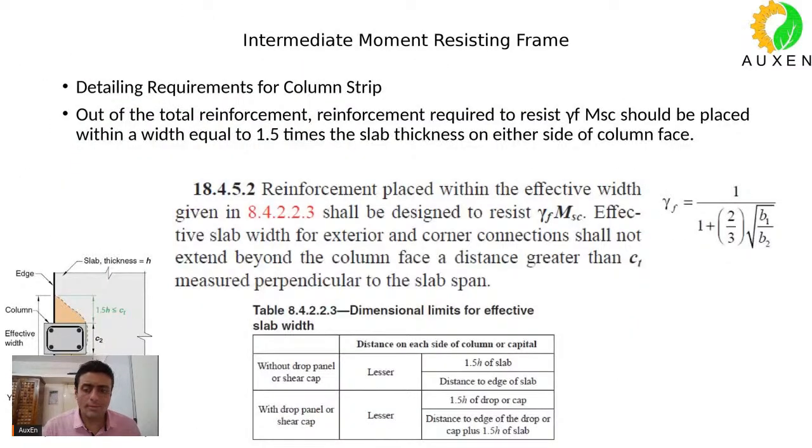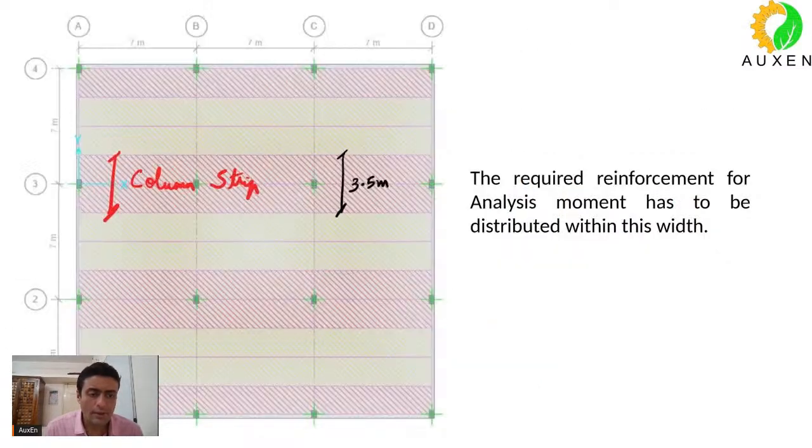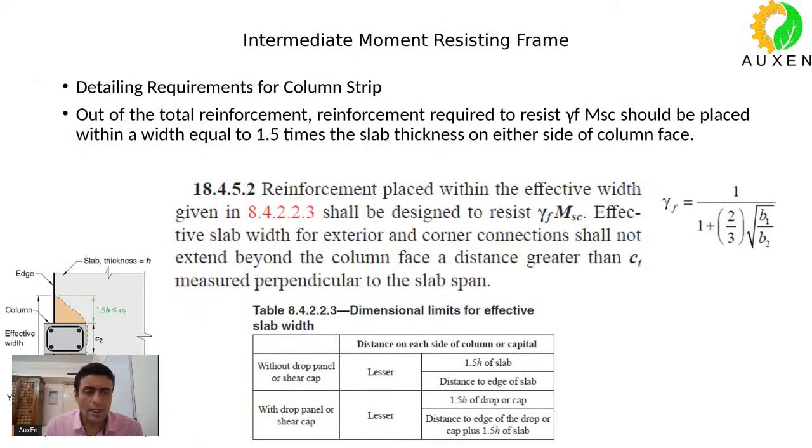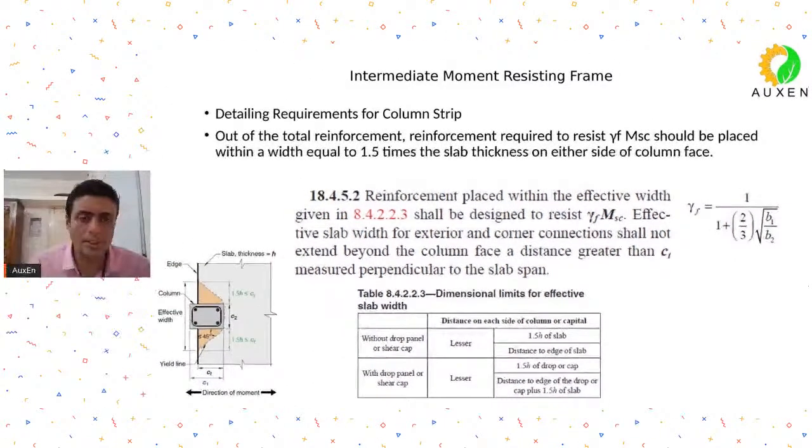So within this column strip, you have to place all the reinforcement that is required as per your analysis moment. Then, in this column strip width, right now if you see, the width is 3.5 meters. All right. My span is 7 meters center to center in either direction. So the column strip width will be 3.5 meters, half of it. Now within this 3.5 meters also, there is a specific width where more moments are concentrated. All right. You can see the figure.